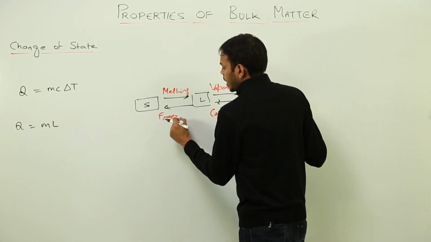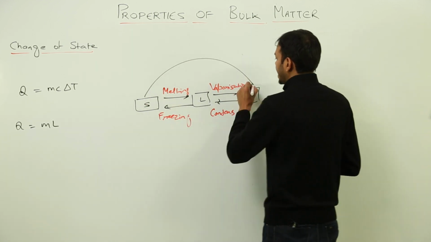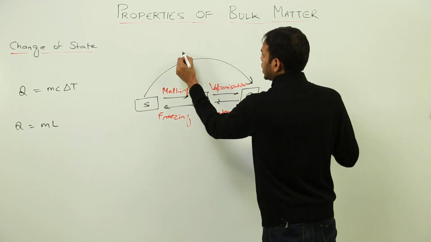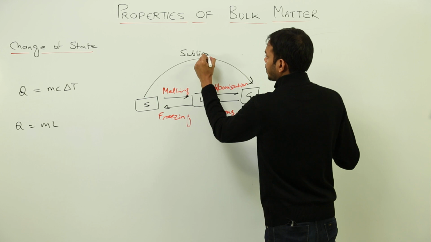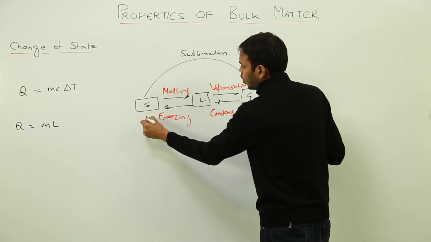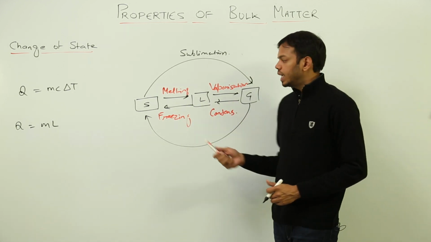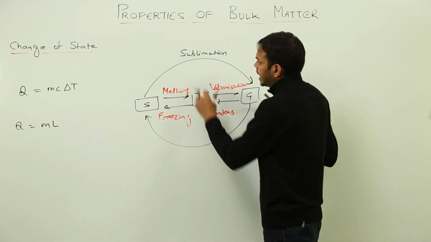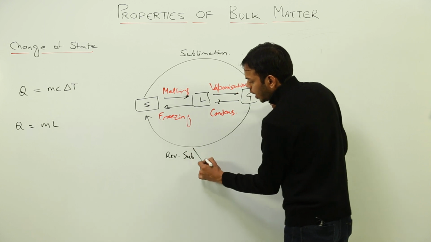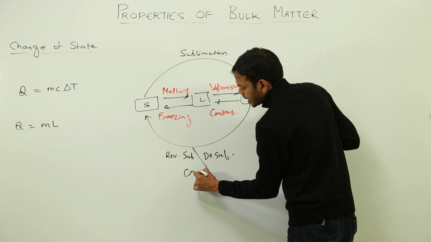Now there is a property of solids that a solid can go directly to gaseous form skipping the liquid phase. This is called sublimation. And there is another property of gas, that gas can also go back to the solid phase skipping the liquid phase. This process is called reverse sublimation, or desublimation, or you can call it crystallization.